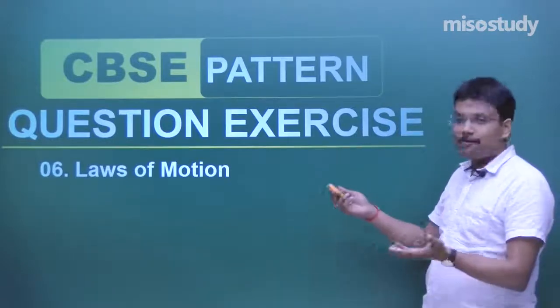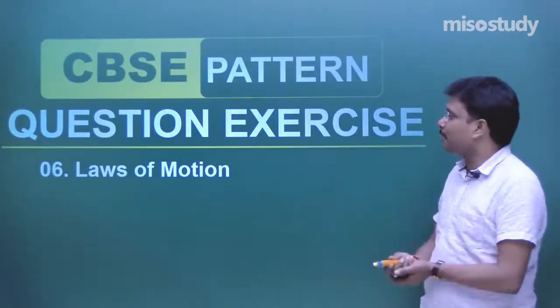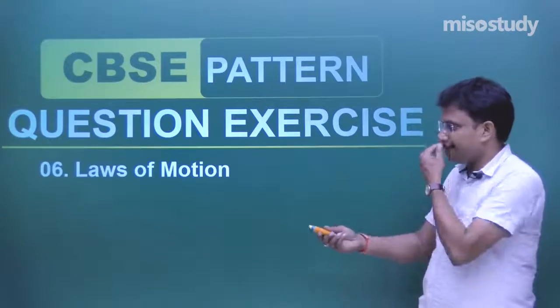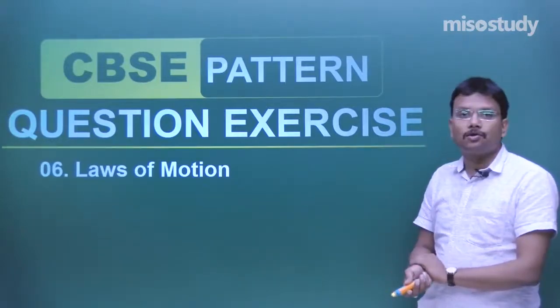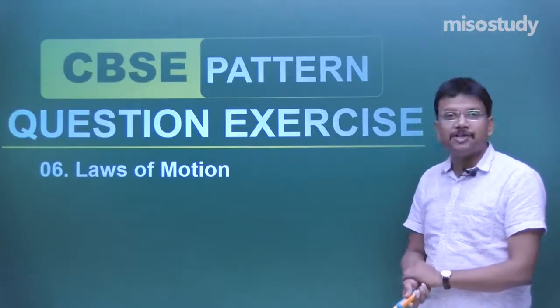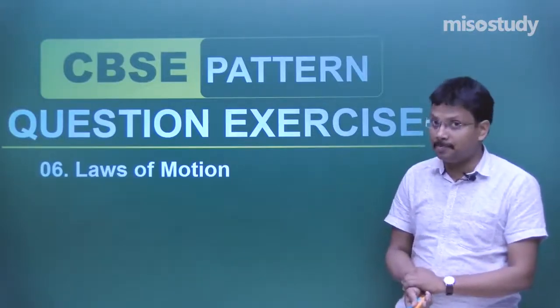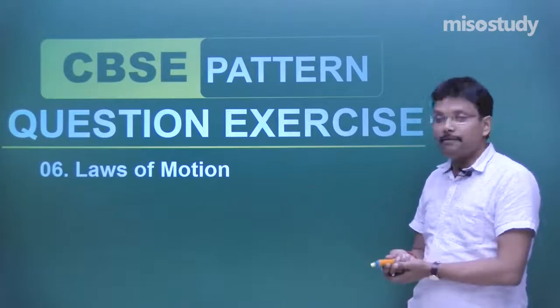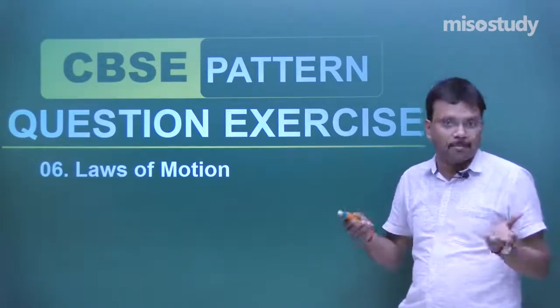As you know, in front of your screen this is the CBSE pattern question exercise, and the chapter is chapter 6, that is laws of motion. As you can recall, we mentioned that after finishing the theoretical aspects of the chapter, definitely we will pick up questions to get the proper exposure.